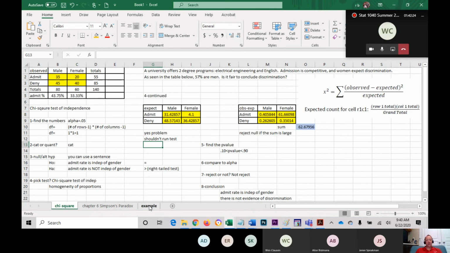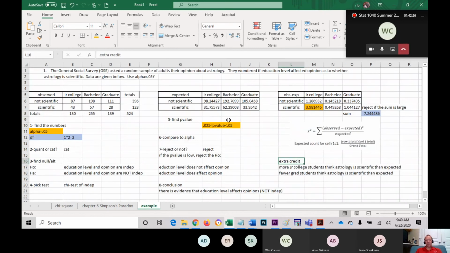Now, going back to this one, this is my smallest one here. Let's say I had 4.1 here. Would that be a problem? No, because that's 1 out of 6 cells, which is 16%. Okay. If I had a 0 here, would that be a problem? Yes.